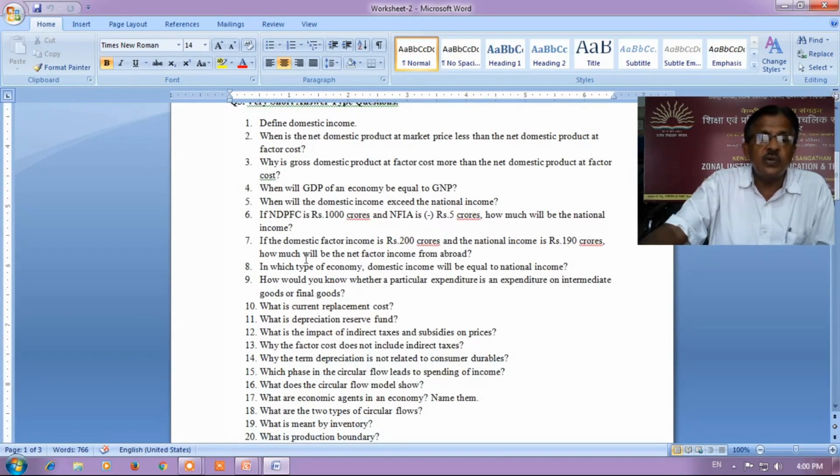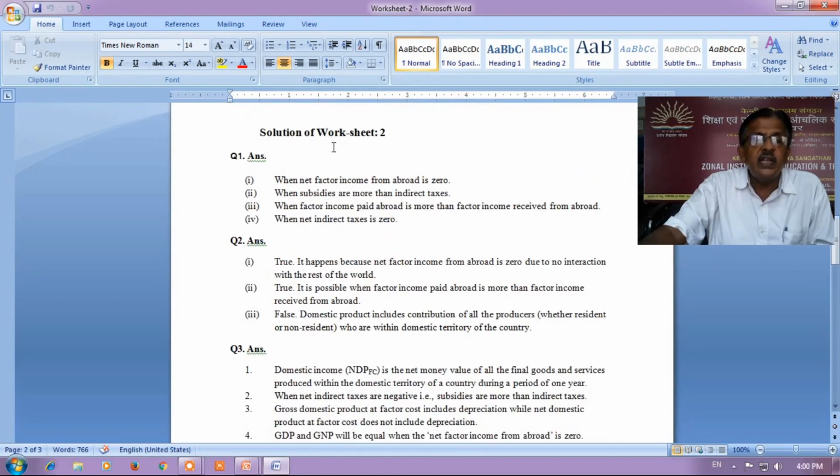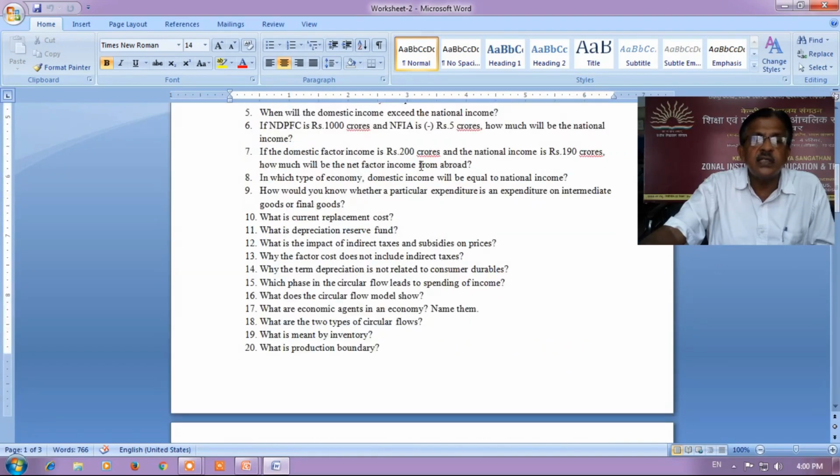Then question number 7, if the domestic factor income is rupees 200 crore and the national income is rupees 190 crore, how much will be the net factor income from abroad? So domestic factor income is 200 crore and national income is 190 crore. So you see, number 7, net factor income from abroad, the national income is 190, given here.